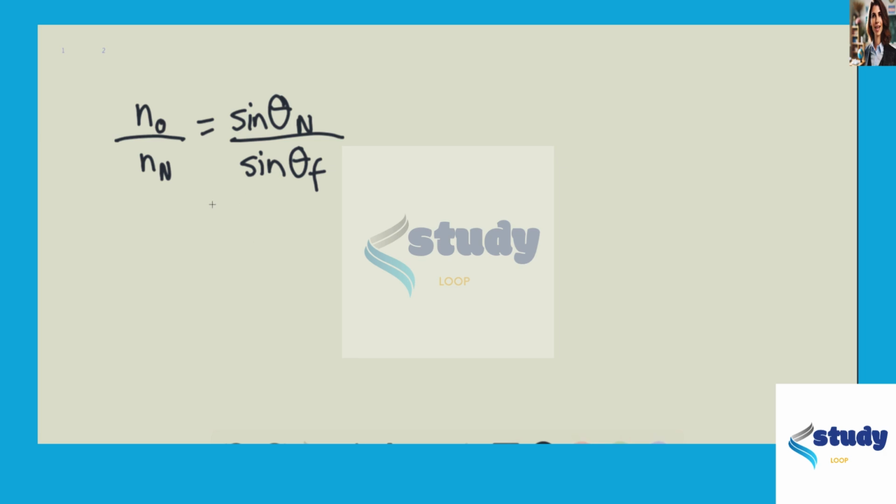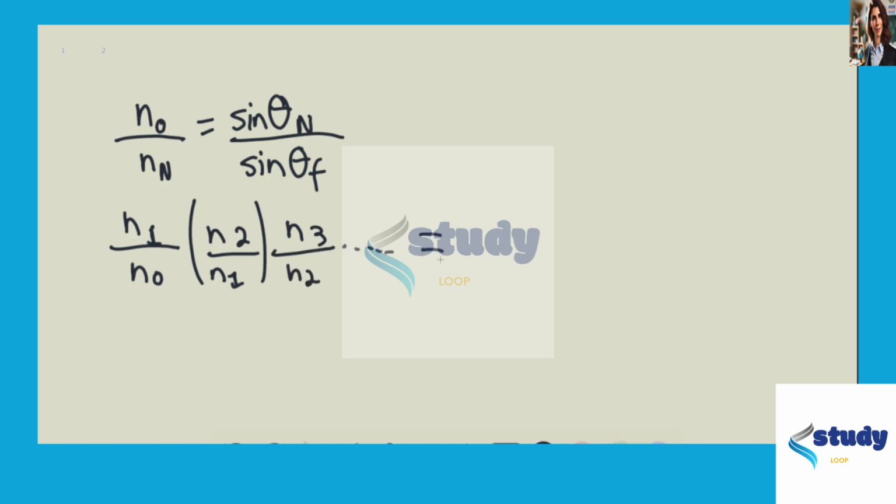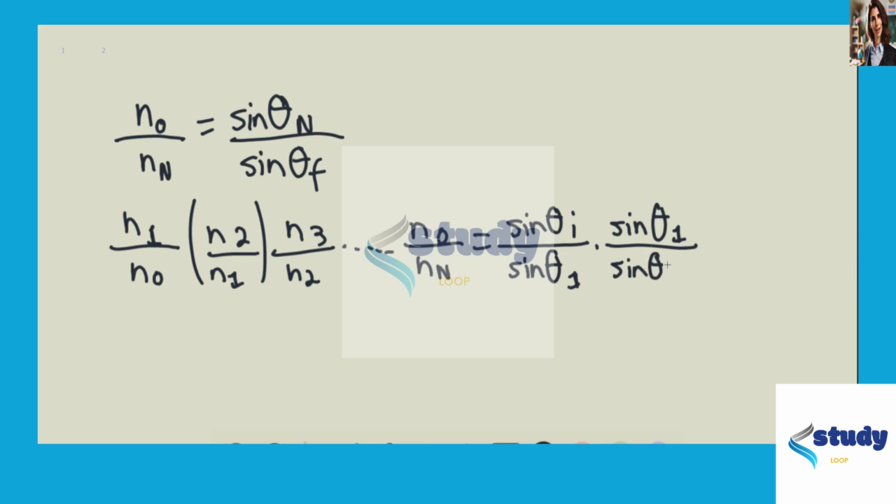So we're going to multiply these equations. Here, n sub 1 over n naught times n sub 2 over n sub 1 times n sub 3 over n sub 2, and so on, up until n naught over n sub n, will be equal to sine of theta sub i over sine of theta sub 1 times sine of theta sub 1 divided by sine of theta sub 2, up until, again, sine of theta sub n divided by sine of theta sub f.